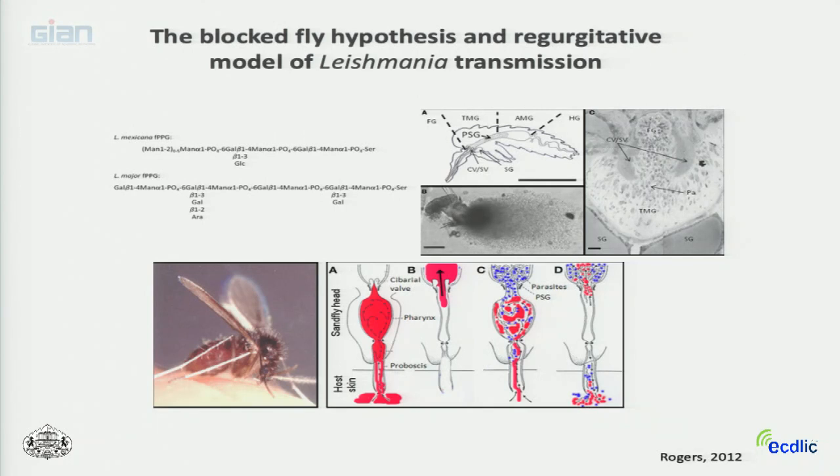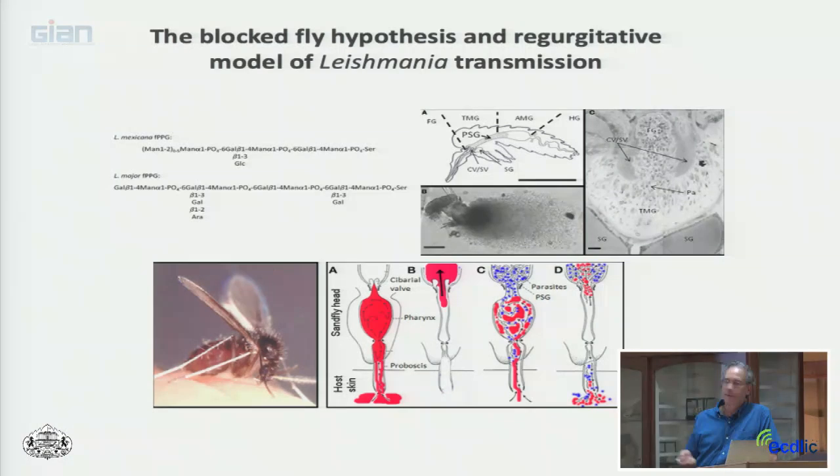So the last point I'll make about the promastigote development and stage differentiation in the midgut is how do they become egested from the mouth parts of the fly?